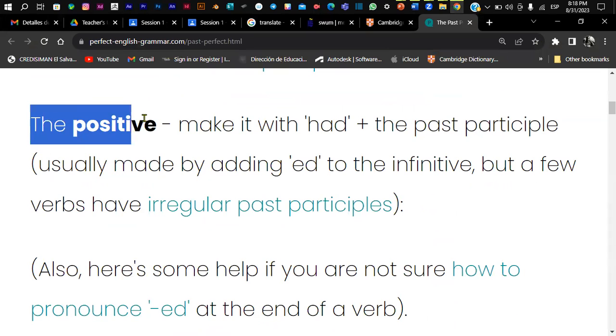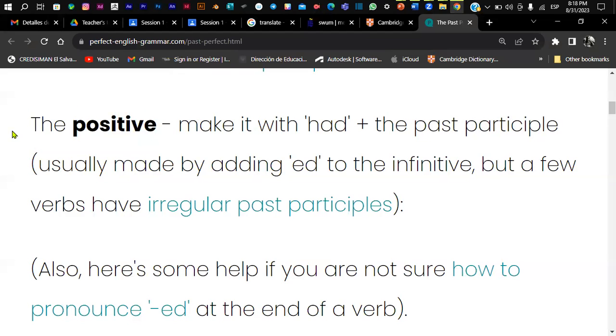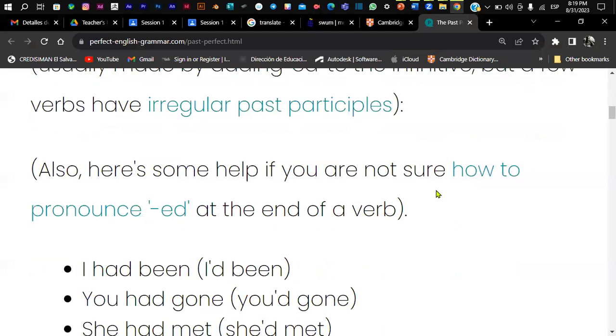Okay, we are going to review a little bit. The positive, make it with have, plus the past participle, usually made by adding ed to the infinitive. But a few verbs have irregular past participles. All right, we have seen already that because we have regular and irregular verbs. And for the regular, the thing changes. Okay, continue.